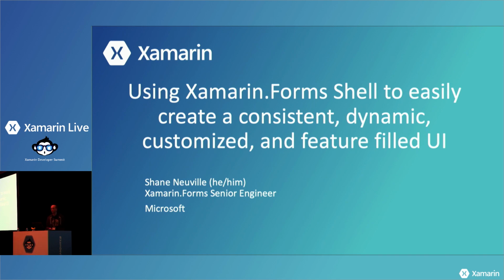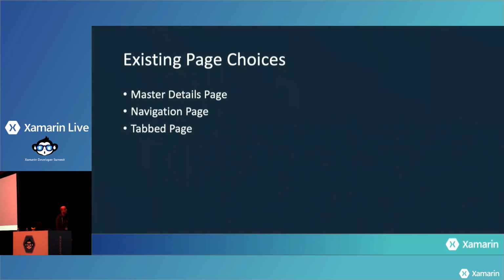So here's our existing page choices within Forms. So let's say you're a new developer, you're coming into Forms, and you're like, all right, what do I do? How do I create a Forms app? So first you have to understand what pages you have to use, right? So you have master details page, probably one of the most used ones because that just works as a top level. Navigation page, which mainly is there just to annoy people. And then the tab page, which, I don't know, it has tabs and it's a page. So that's kind of our page story, right?